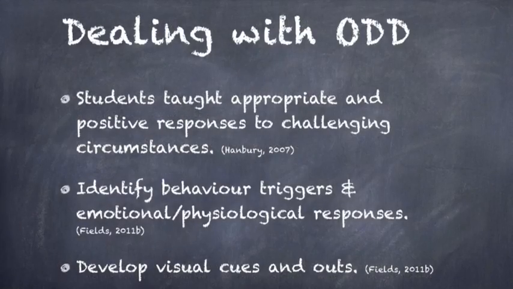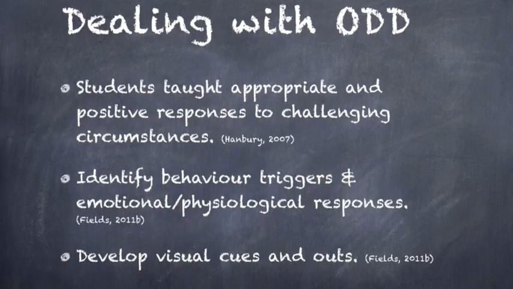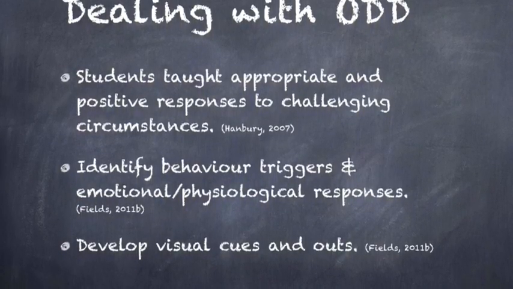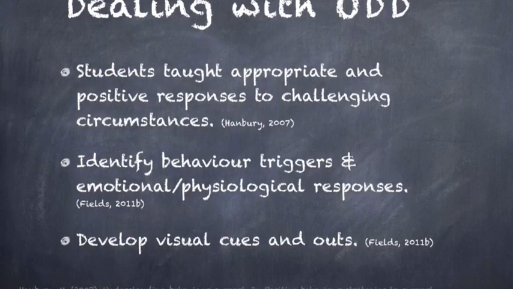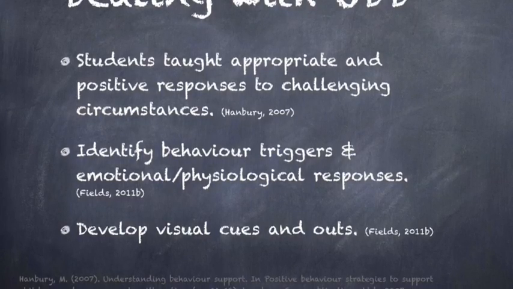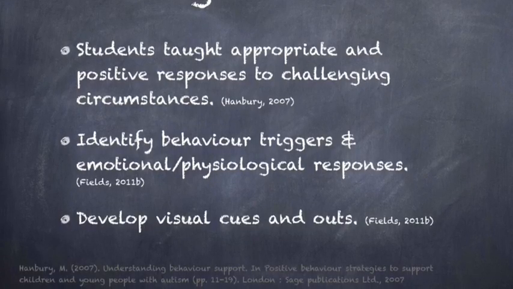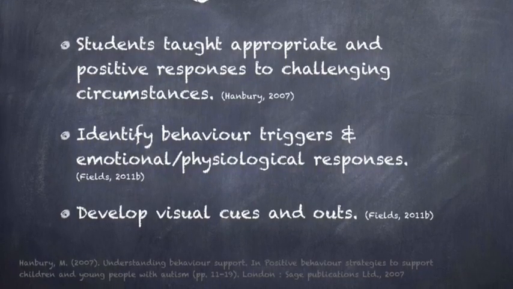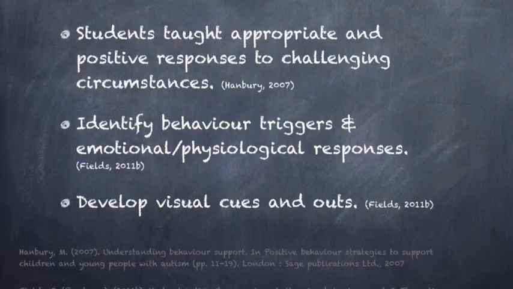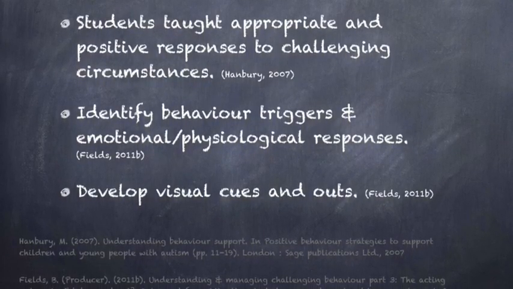In utilising a person-centred approach in determining behaviour management strategies, especially in dealing with the challenging behaviours, the aim is to assist students to behave in an appropriate and pro-social manner, to make the right choices for their behaviour. Through the use of proactive strategies, students can be taught appropriate and positive responses to challenging circumstances. In reference to ODD students, proactive plans and strategies can be deployed, with the student to identify the behaviour triggers and emotional and physiological responses that escalate behaviour episodes, as well as providing a pre-arranged system of visual cues and outs to provide clear communication, mechanisms to de-escalate, and non-consequence exits.